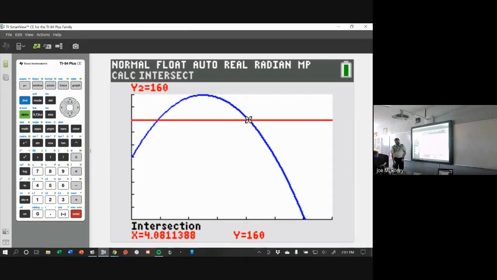I don't care what order I do them in. Is that what we got using the quadratic formula? 4.081138883. Okay? And to do the other one, second calc, intersection, y1, y2. I need to get closer to it. I'm closer to it. 0.9188612.